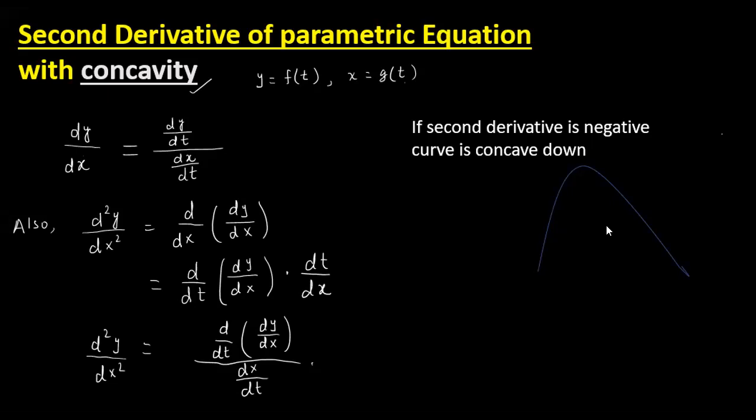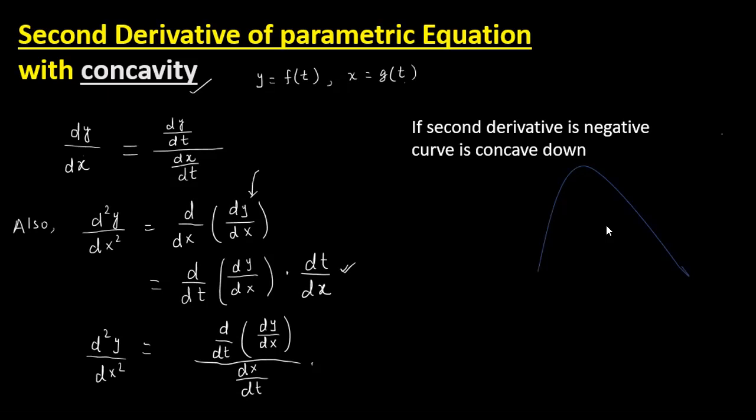After finding the first derivative, we will find the second derivative d2y over dx square. This is nothing but the derivative of dy over dx with respect to x. Since dy over dx is a function of t, we cannot differentiate it directly with respect to x. So we will use the chain rule: we differentiate dy over dx with respect to t, and then we multiply by dt over dx. We can also rewrite this as the derivative of dy over dx with respect to t divided by dx over dt. So by using this simple formula, we find the second derivative.